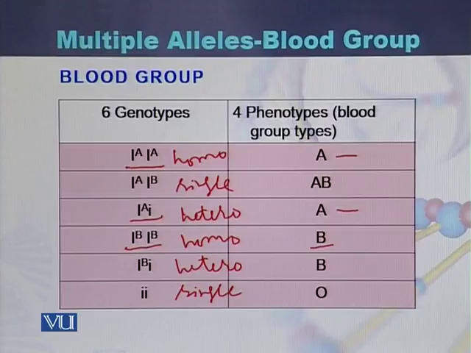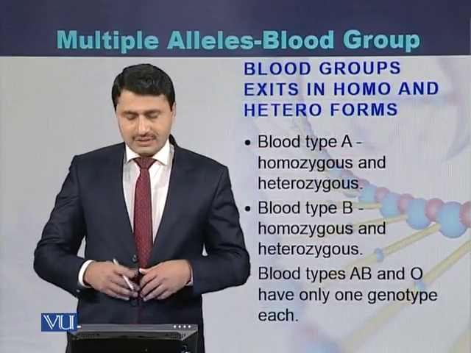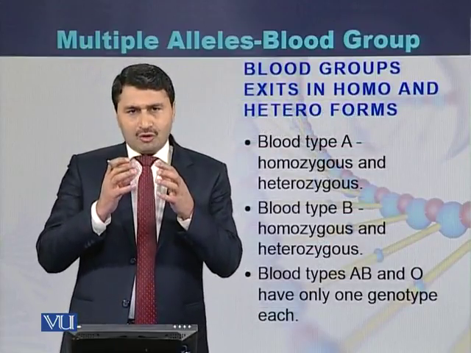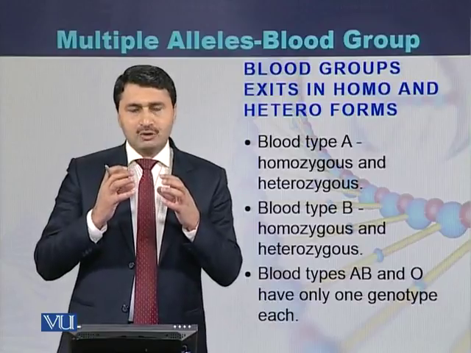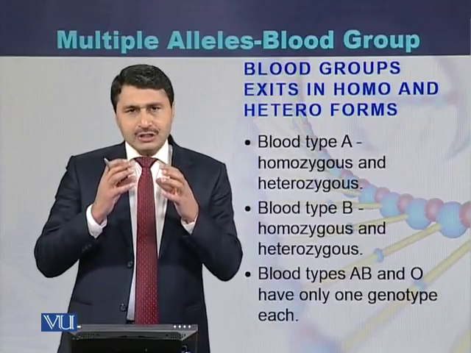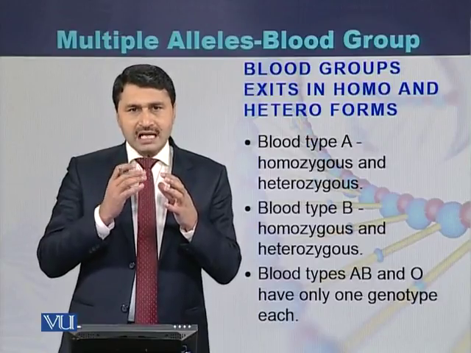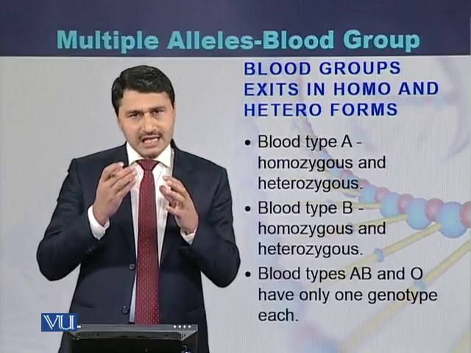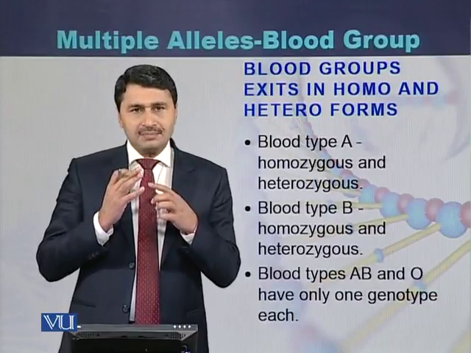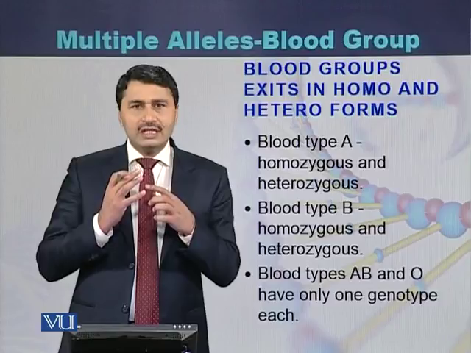Although blood groups exist in positive and negative forms. Blood group A can be positive or negative. Blood group B can be positive or negative. But it depends on the Rh factor which is present on the cell membranes. So there are four blood groups: blood group A, blood group B, blood group O, and blood group AB. Blood group A exists in two forms, homozygous and heterozygous. Blood group B also exists in two forms, homozygous and heterozygous. But blood group AB and blood group O have only a single genotype.